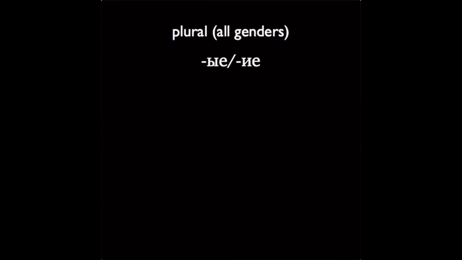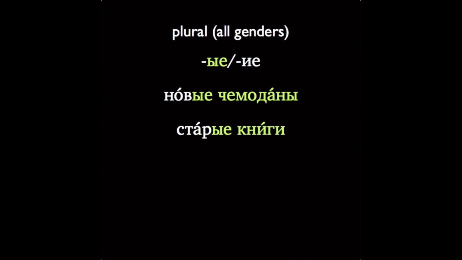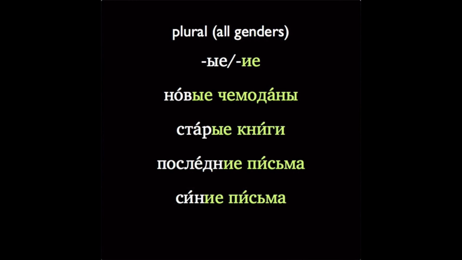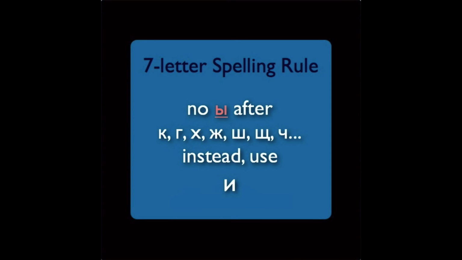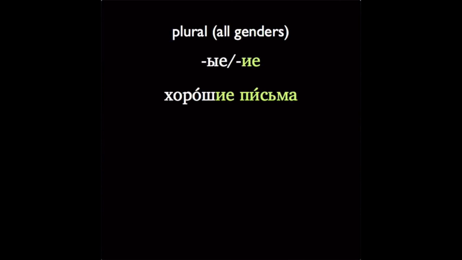And lastly, nominative plural. For the plurals in Russian, we don't need to worry about gender. All the adjectives before nominative plural nouns will have the ending ые or ие. To choose which, we'll keep the same things in mind as before. ые after hard stems, новые чемоданы, старые книги, and ие after soft stems. Последние письма, синие письма. And whenever we deal with endings that have ы or и, the 7-letter spelling rule comes into play too. So we get spellings like хорошие письма, русские письма.